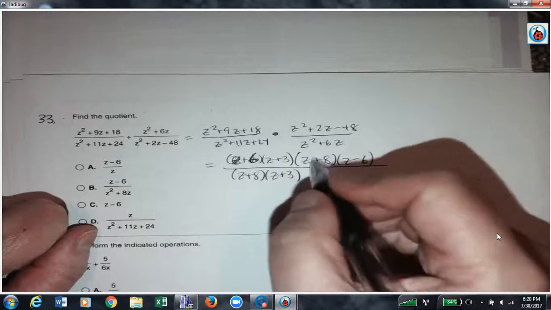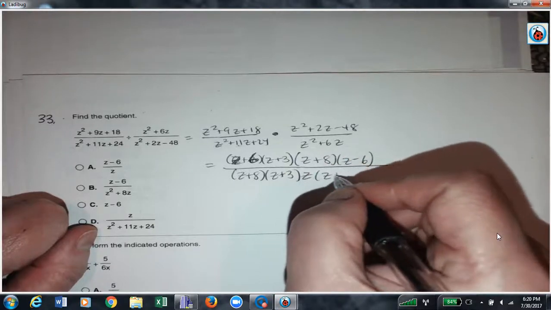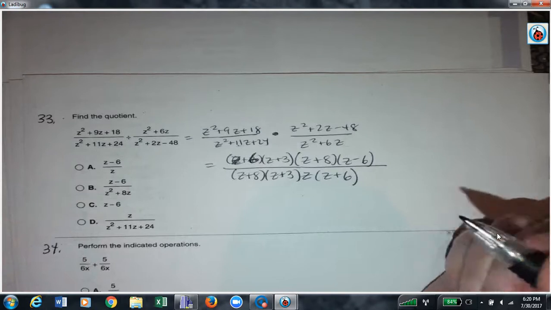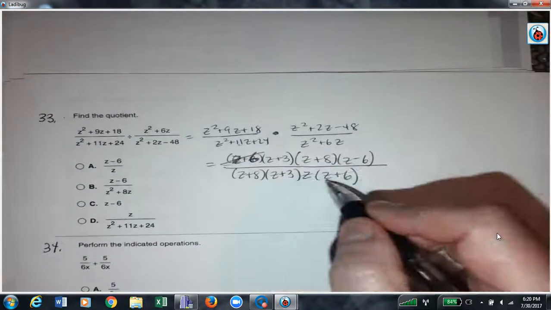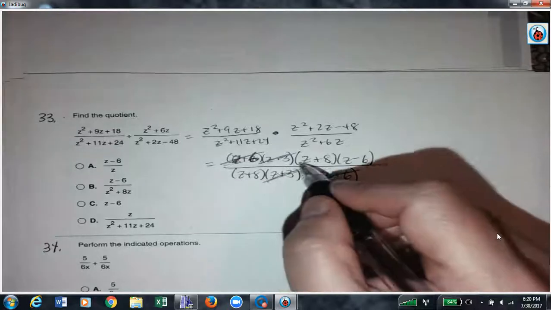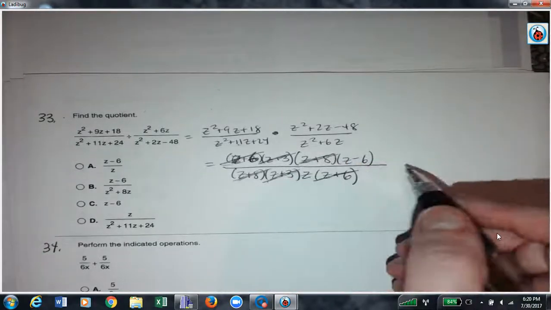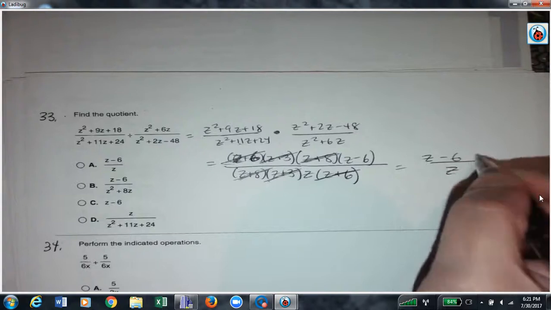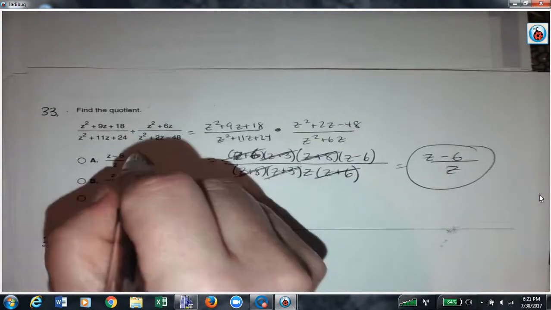And here they have a z in common. So a z plus 6 and a z plus 6, z plus 3 and z plus 3, z plus 8 and z plus 8. I'm left with z minus 6 over z. The z's do not cancel. Z minus 6 over z.